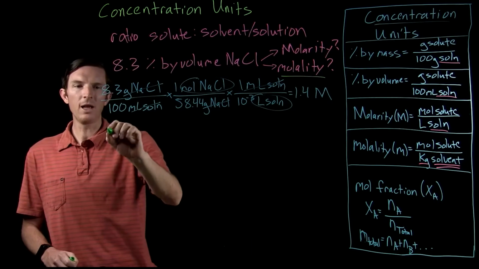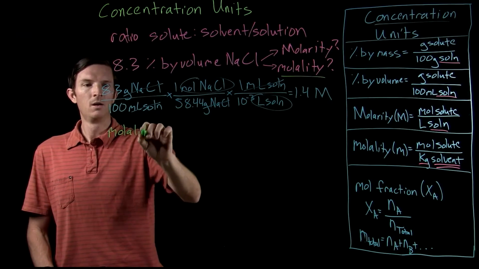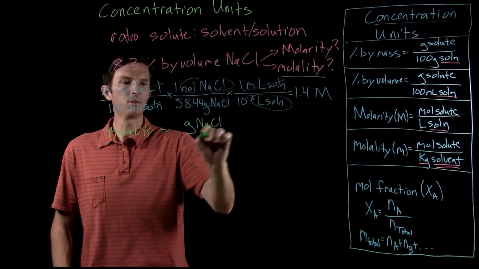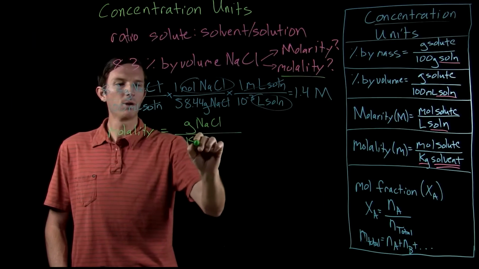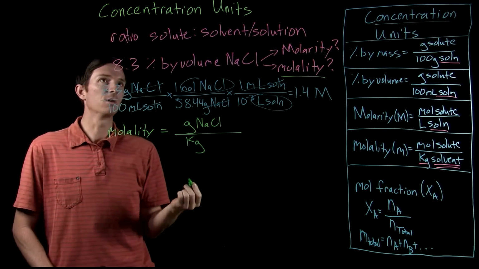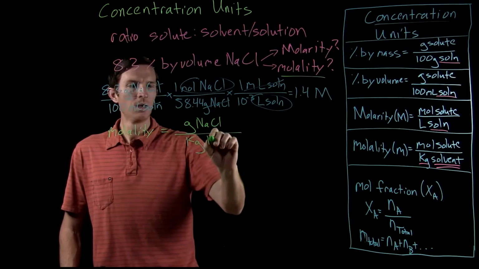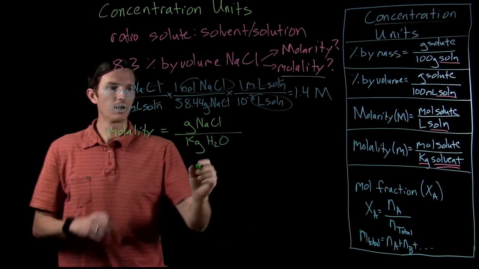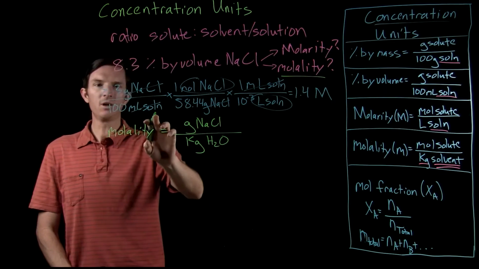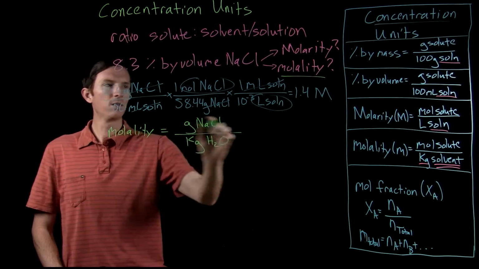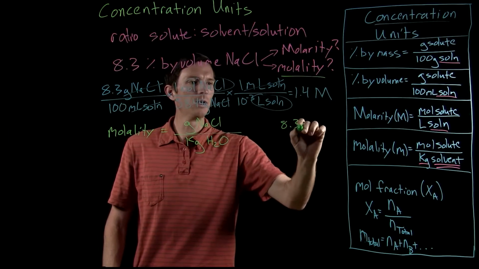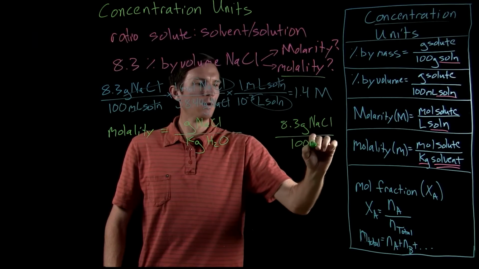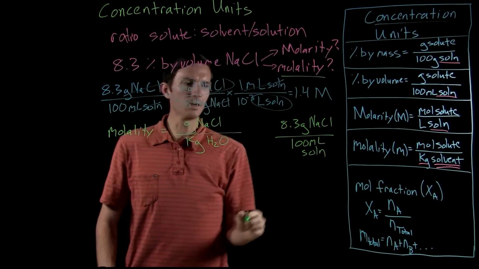Well, again, if we look at molality, we're going to notice that we're going to need to get to grams of sodium chloride, the ratio per kilogram of our solvent. Well, this is an aqueous sodium chloride solution, so that's going to be kilograms of water, which is our solvent. Okay, so if we go back and we look at what we start here, we start with our 8.3 grams of sodium chloride per 100 milliliters of solution.